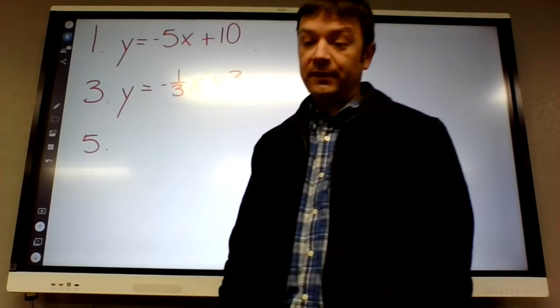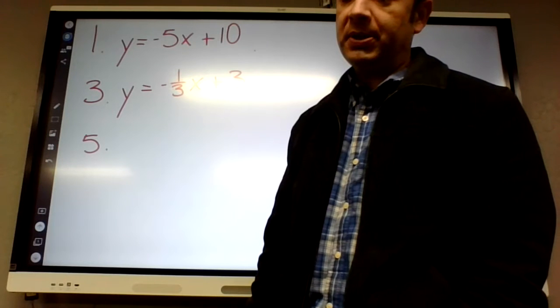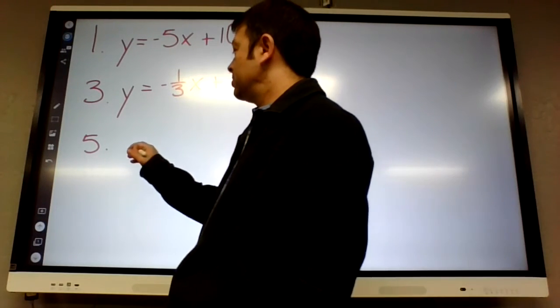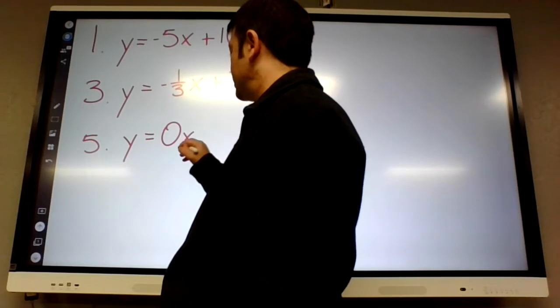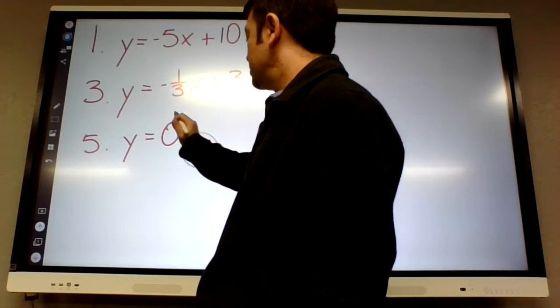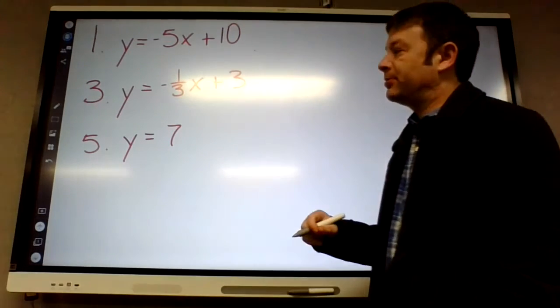Number 5. Alright, this one's a little bit weird. The slope is 0. So there's no slope. Y equals 7. Okay, we could put y equals 0x, but does 0x do anything? No. So instead of 0x plus 7, you can just put y equals 7.